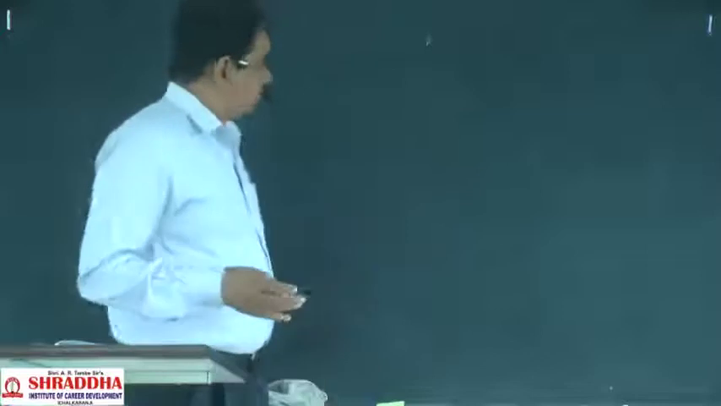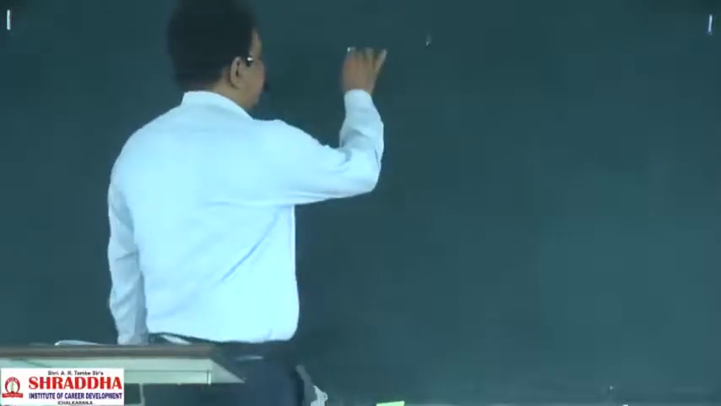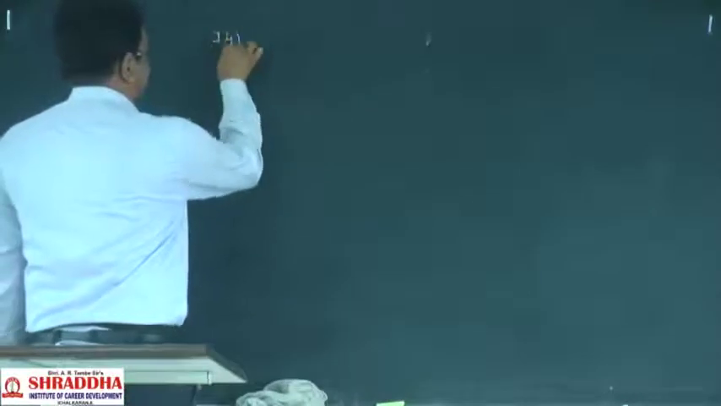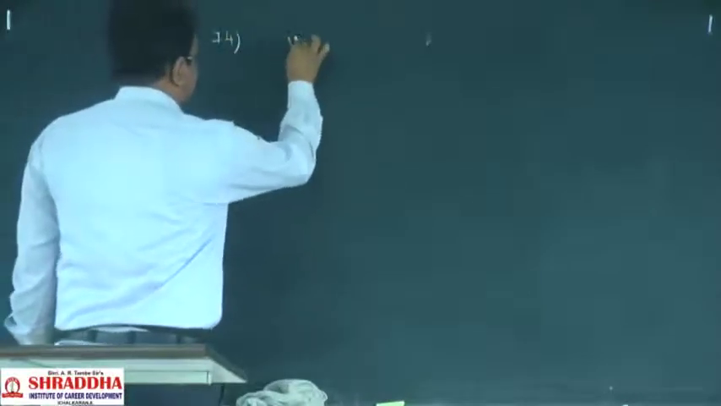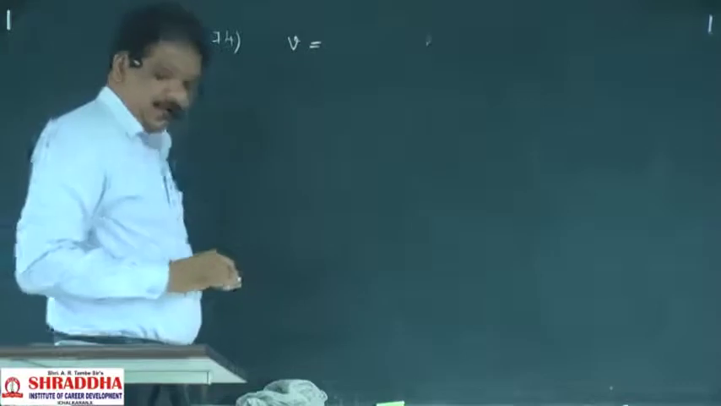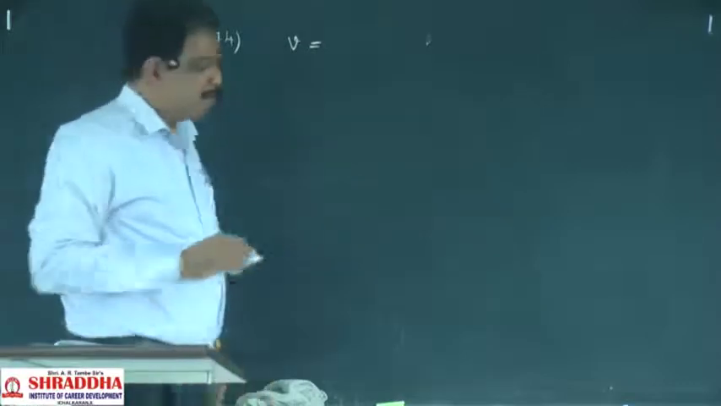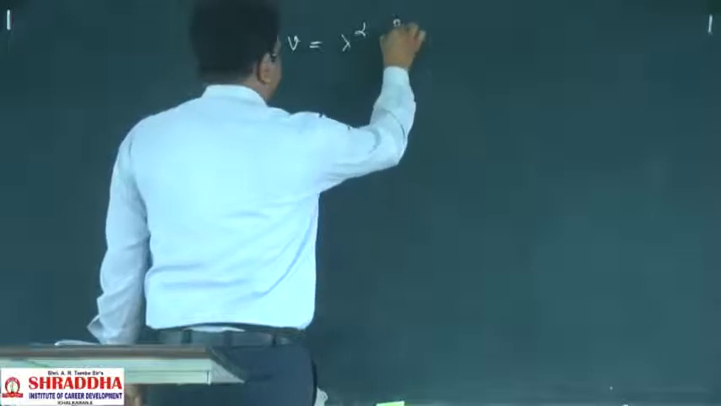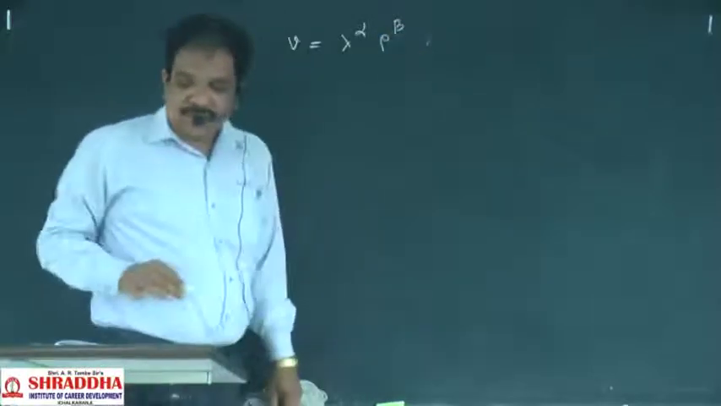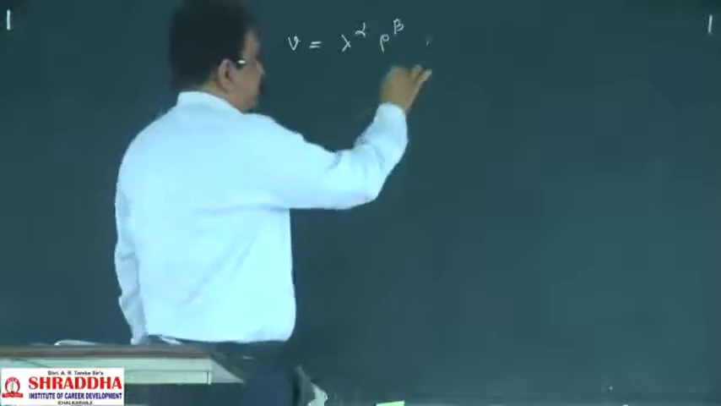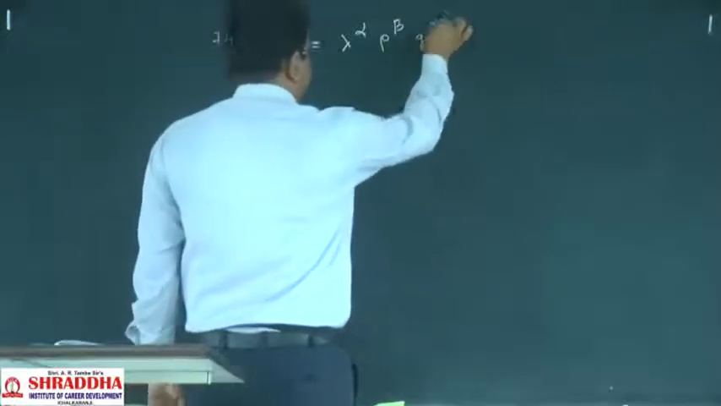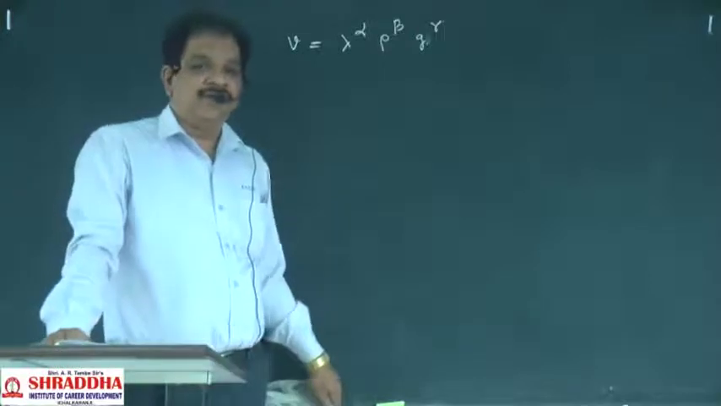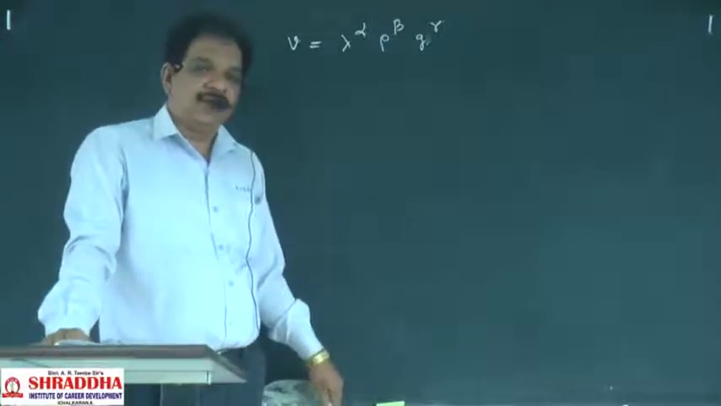So in 74, the velocity depends on lambda power alpha, density power beta, and in the same manner g power gamma. What is the relation between alpha, beta and gamma? That is the question.